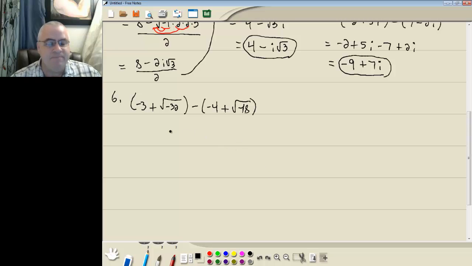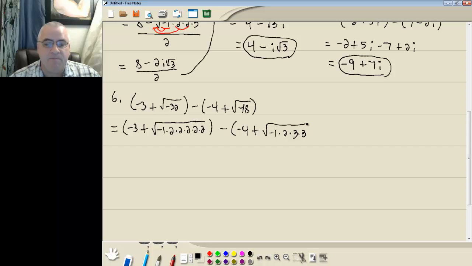Okay, looks good. Well, again, we want to simplify our radicals anywhere we can before we go on. So let's do that first. So I got negative 3 plus square root of negative 32. That's negative 1 times 32, which is 5 2's: 2, 4, 8, 16, 32. Minus negative 4 plus square root of negative 18. That's negative 1 times 2 times 3 times 3.